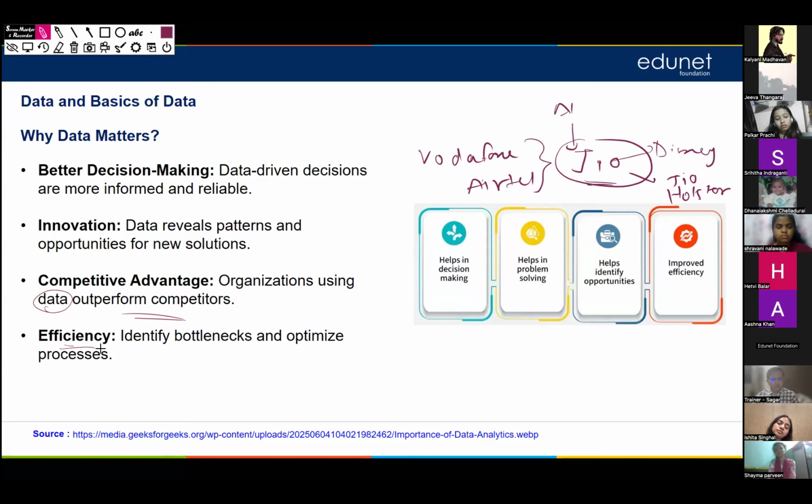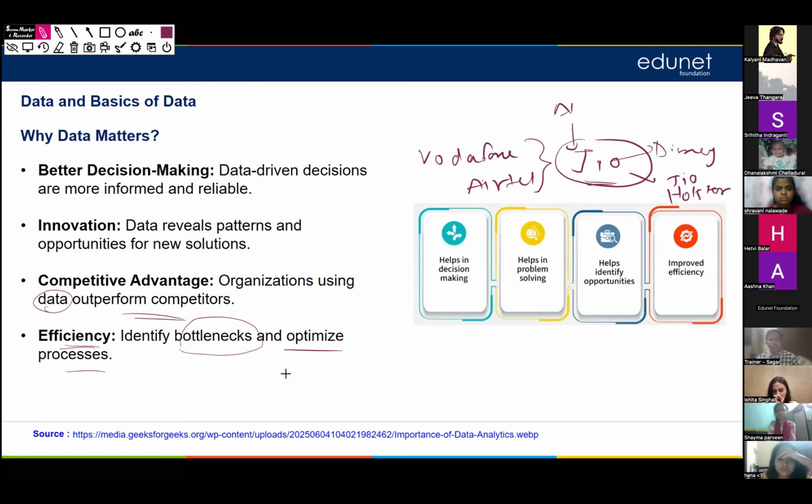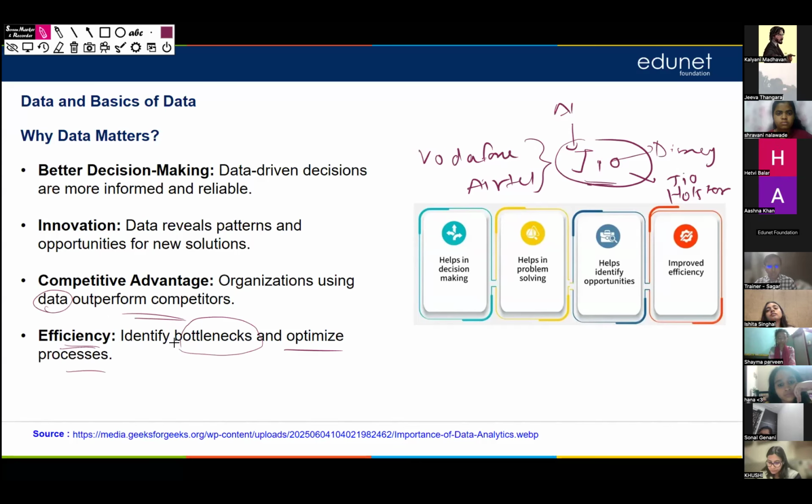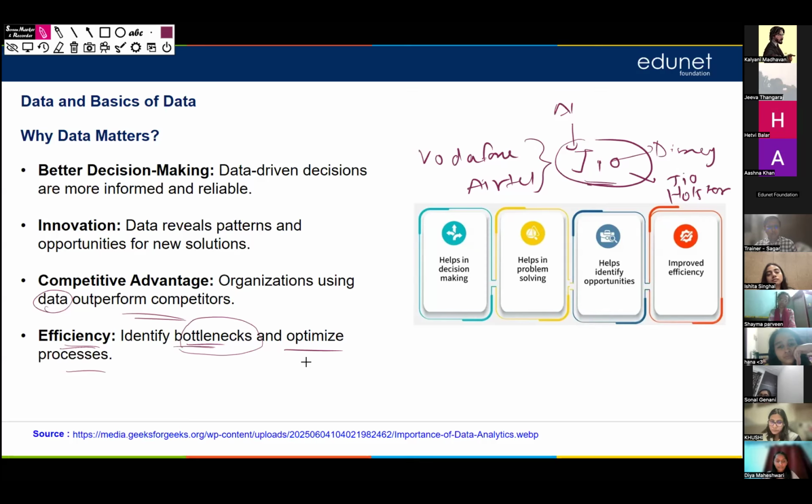Finally, we come to efficiency: identify bottlenecks and optimize processes. A bottleneck is anything where there are chances that it might get stuck, where your data might not reveal the relevant information that is required. Identify those places where data is not performing nicely or is not giving you better insight, and change the process if required so that the data starts making sense to the company and to the user. Clear? Yes, no?